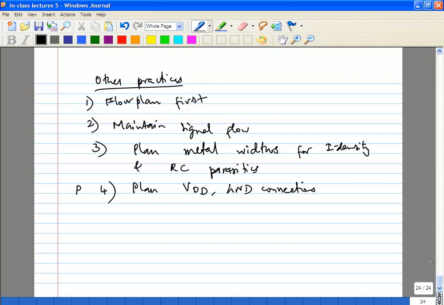Obviously, VDD and ground directions. Where is it going? Is it going to come from the top or the bottom? Sometimes you can flip it. Normal convention is VDD at the top, ground at the bottom, but in the layout it really doesn't matter.